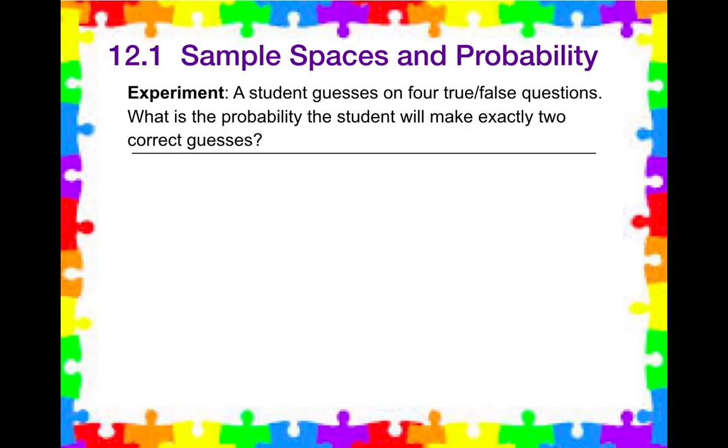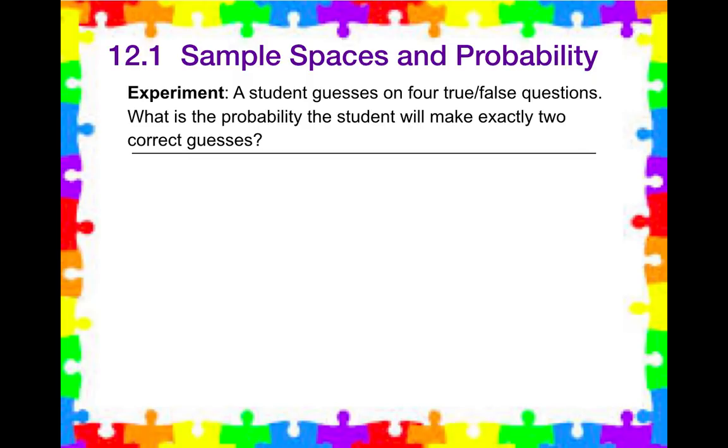Welcome back. This is Mr. Greenstein's geometry, and we're in probability 12.1, sample spaces and probability. Now let's try an experiment, a probability experiment, where a student guesses on 4 true or false questions.